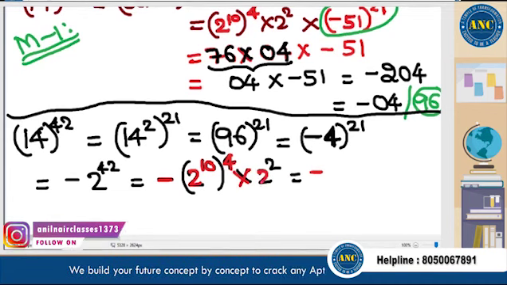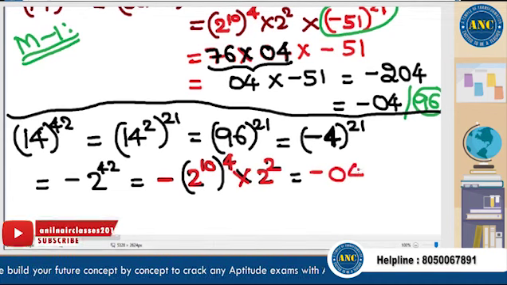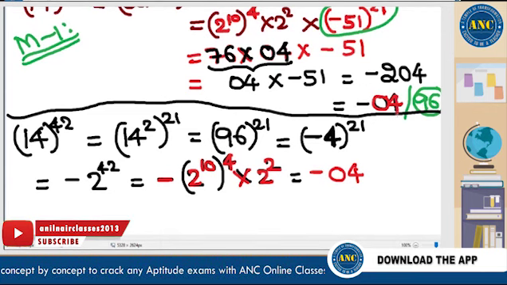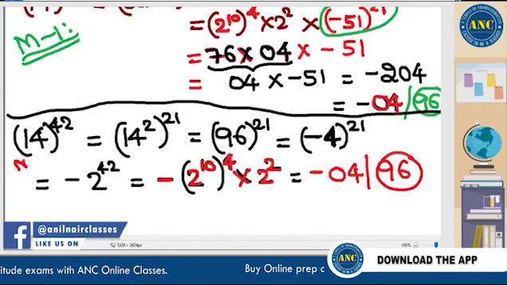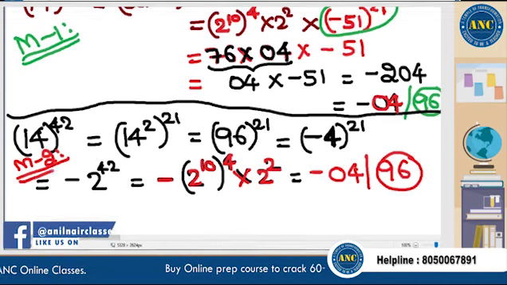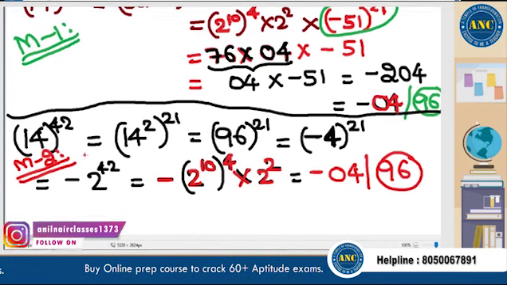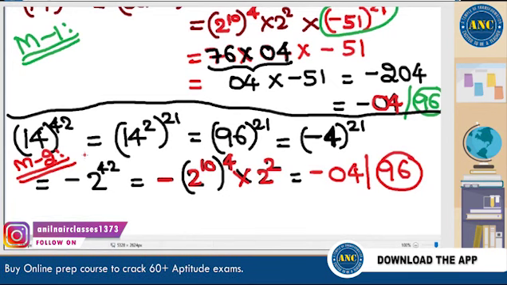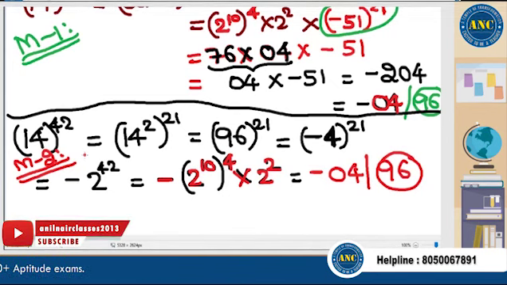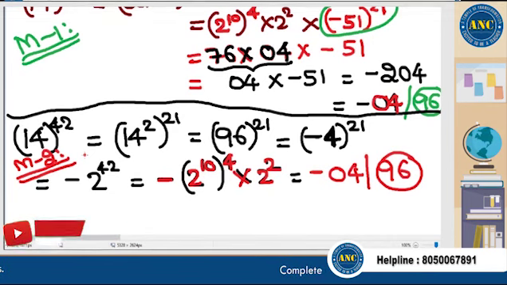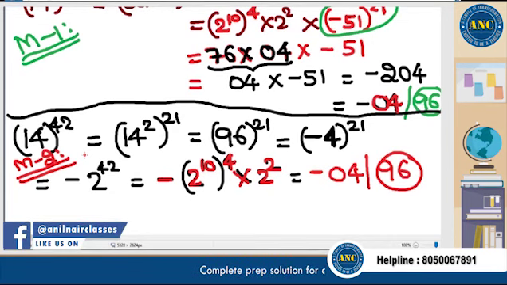76 multiplied with 04 is 04. You already got this step. Minus 04. Add with 100. 96. Either use method 1 or method 2. It will not make any difference as long as you don't make calculation mistakes. X square and 50k plus or minus x whole square, both will always have same last two digits.